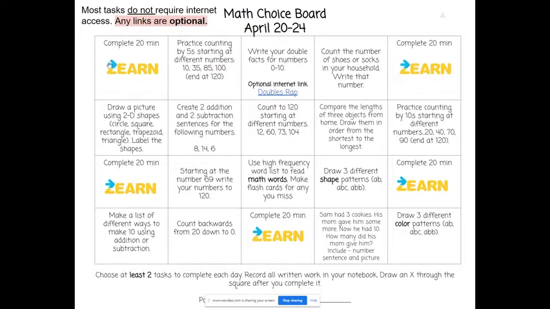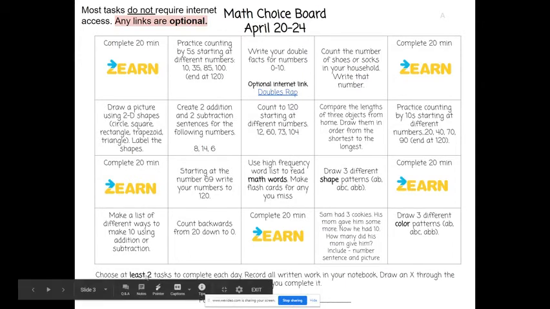Anywhere that you see a student choice that requires internet, as stated before, you do not have to choose that particular option. So any of the Zearn options, since those require internet, if your child does not have steady internet or a device, don't worry, just choose any of the other options. Your child should complete at least 2 tasks each day, and their written work will go into a notebook.